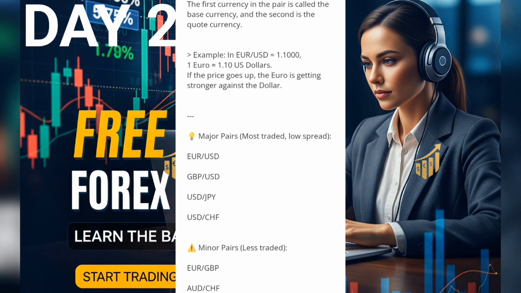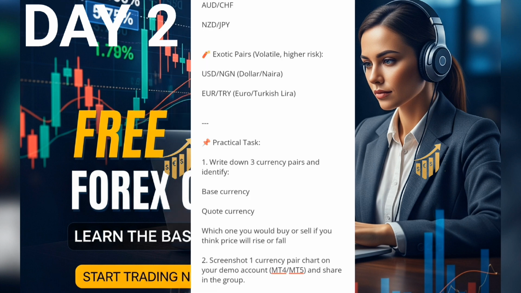Minor pairs: less traded. Euro to pound sterling. Australian dollar to Swiss franc. New Zealand dollar to Japanese yen. Exotic pairs: volatile, higher risk. USD/NGN, dollar/naira. Euro to Turkish lira.